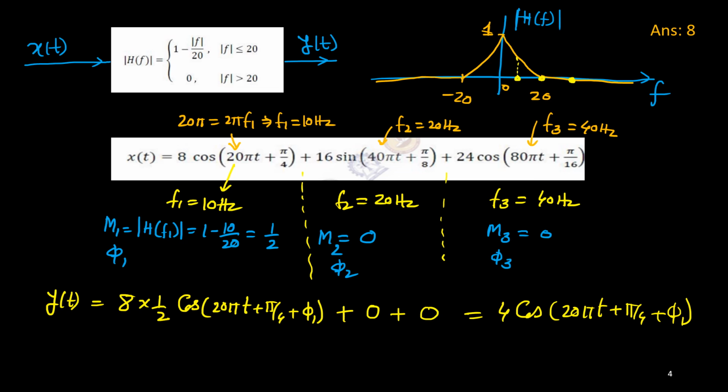So what is the average power? This power Py is simply A squared by 2. It's 4 squared by 2. Okay, so it is 16 by 2 and that is equal to 8 watt. Right? So it does not depend on phi 1 and pi by 4, all those things, or frequency. Its amplitude is 4, thus the power is 4 squared by 2, it's 8 watt. Right? I hope you have got the concept.